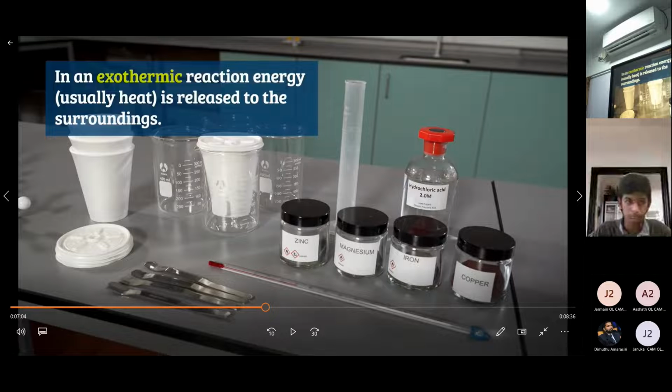Let's see. Anyway, what sort of reactions are metals and acid reactions? You can see on the board. Exothermic. What do you mean exothermic? The energy is produced. Energy is produced means it's going to heat up everything. You get it? Okay.